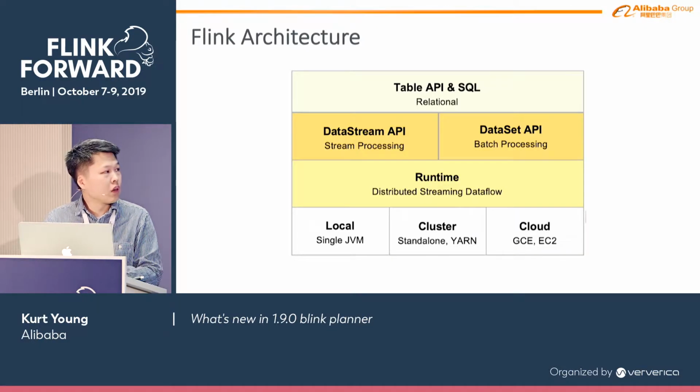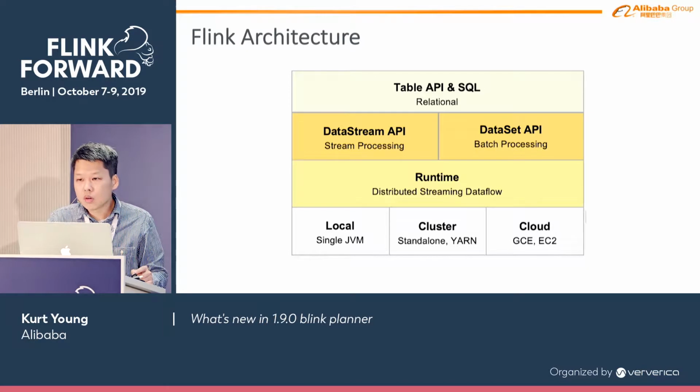So a little background. This is Flink's original architecture. Flink can be deployed in various environments like a single JVM process as well as a cluster and the cloud. Flink has a unified distributed streaming data flow. We call it the runtime, and based on that, we have two dedicated APIs, one for streaming and one for batch. And the Table API and SQL are built on top of them. And the original planner will translate the program, the SQL, into these two APIs.